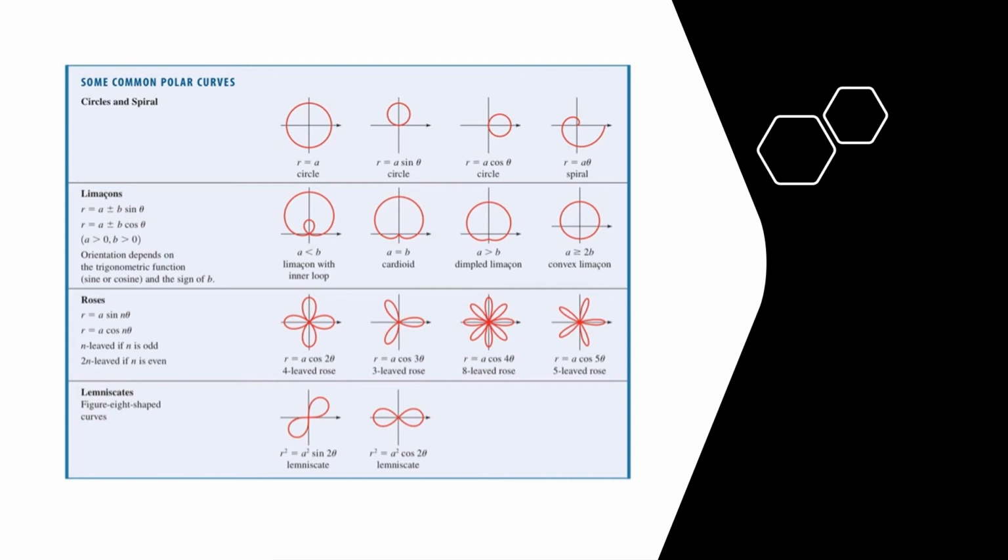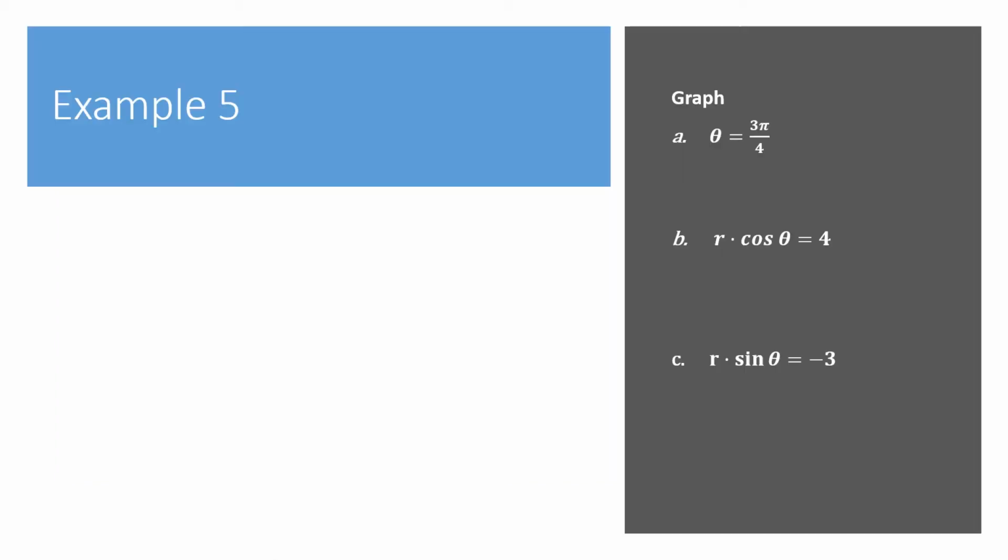For instance, when I'm looking at a limaçon, I know I have a number plus a number or a number minus a number sine or cosine. We have roses. They have a form of a sine n theta or a cosine n theta. And then we have lemniscates, which look like infinity symbols. And that's where you have r squared equals a squared sine 2 theta or a squared cosine 2 theta.